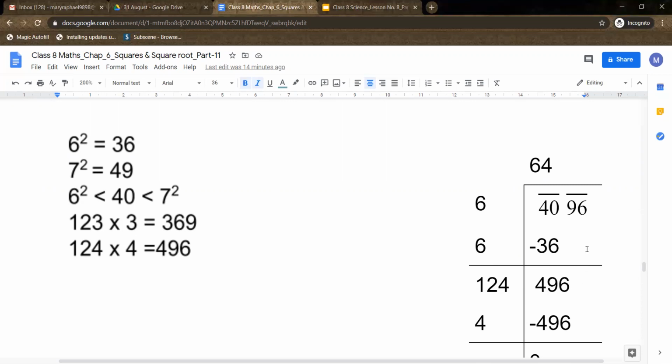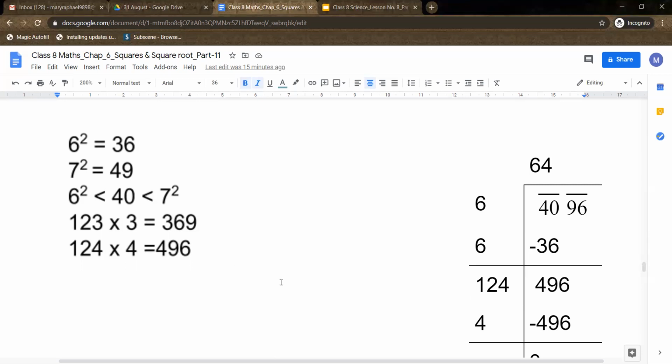Then the next step is to bring the next pair of digits down. So 96 we have to bring down. So the number becomes 496. This is the dividend now. What do we have in the divisor place? 12. Now we have to find a new digit after 12. When we multiply that number with the new digit, we should get either 496 or less than that.